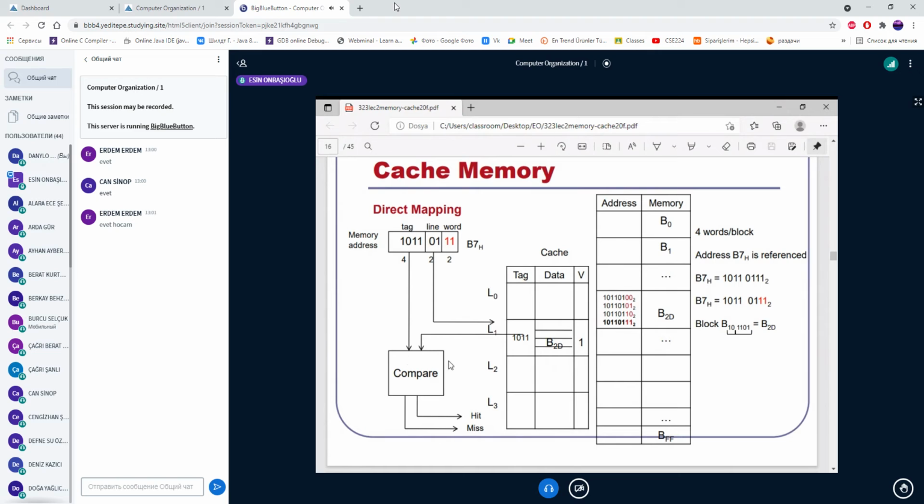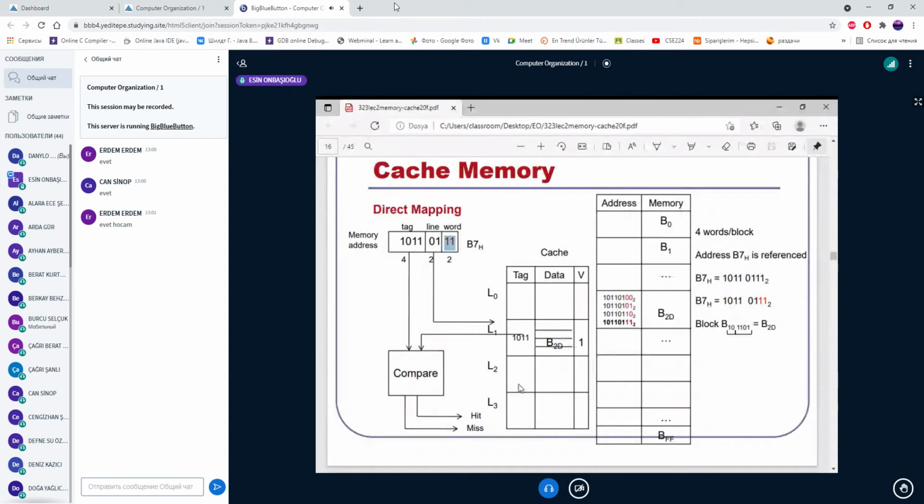This comparison circuit will compare the 2 tags, and one of these lines, either a hit or a miss line, is set. One is set, the other one is reset. So if it is a hit, it means that the block is already in the cache. In that case, it accesses word 3 using this word field, which is the last word in that block, and sends it to the CPU.